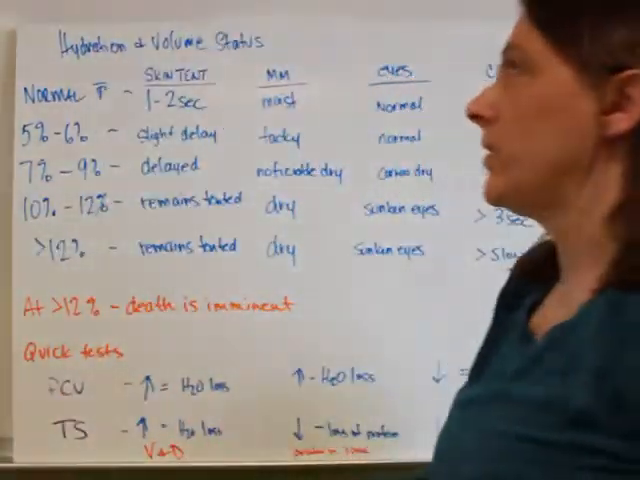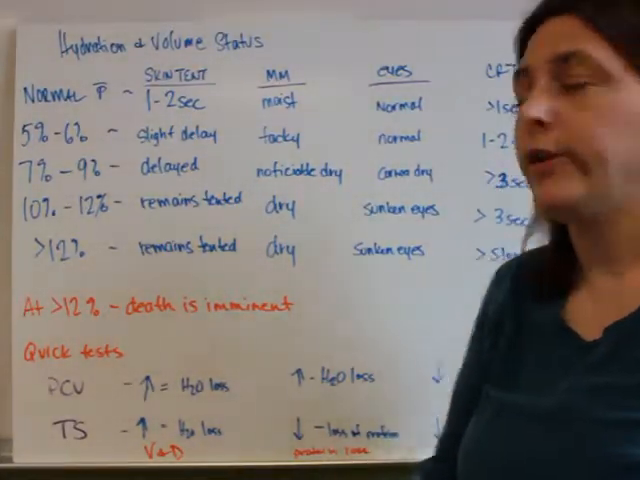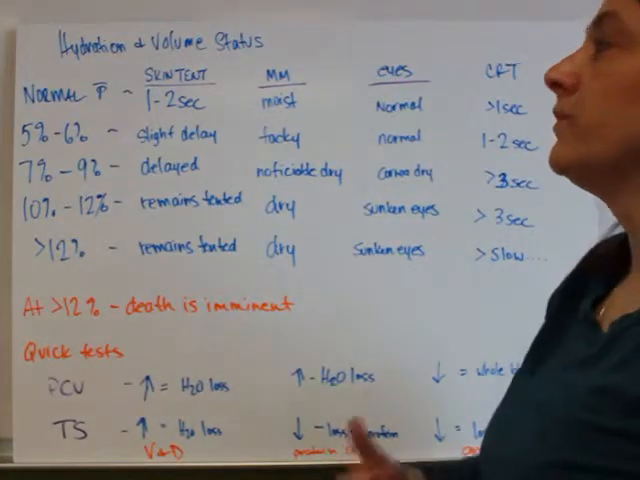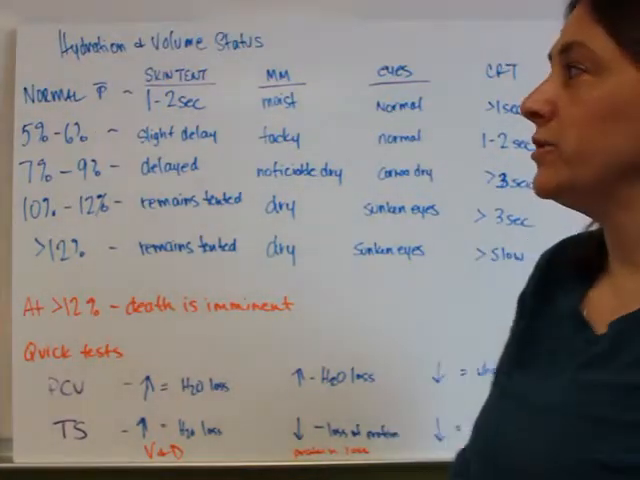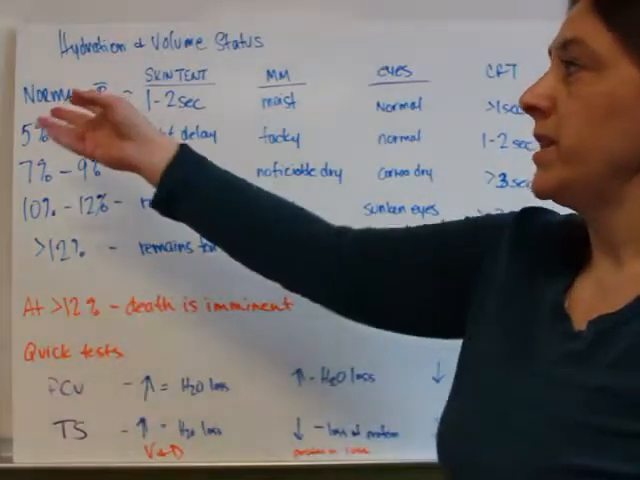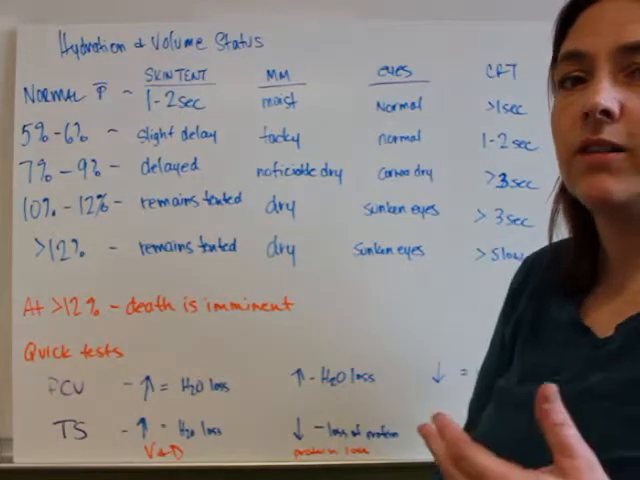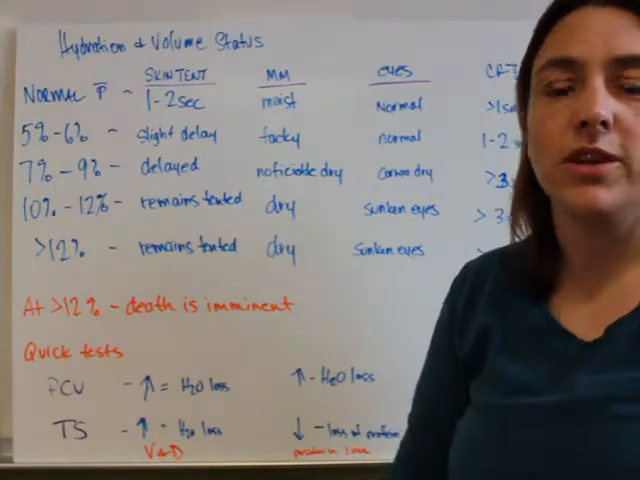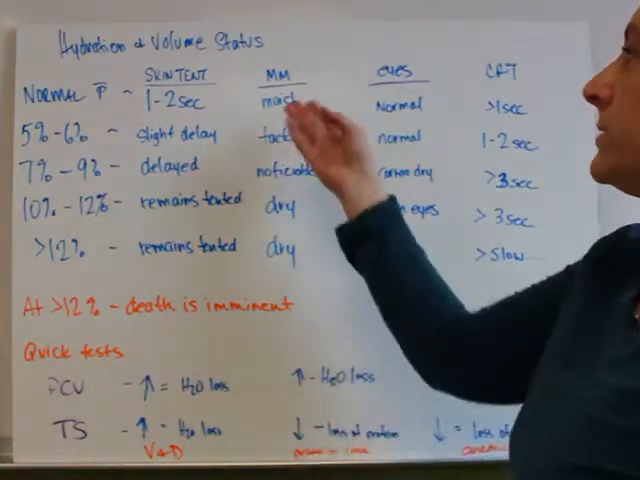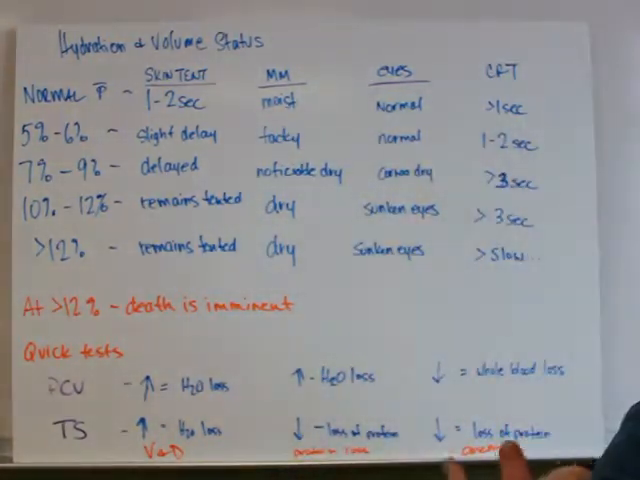So let's talk about hydration and volume status. How do you know if a patient is dehydrated or if they are hypovolemic? Well, the first thing is we can do our physical exam. In our physical exam, a normal patient, we would see a skin tent of about 1 to 2 seconds. There's a video that you're also going to watch about MAF, and we go a little bit deeper into this.